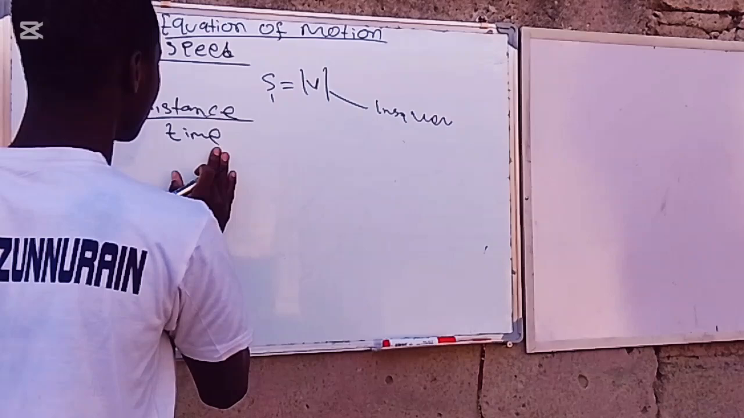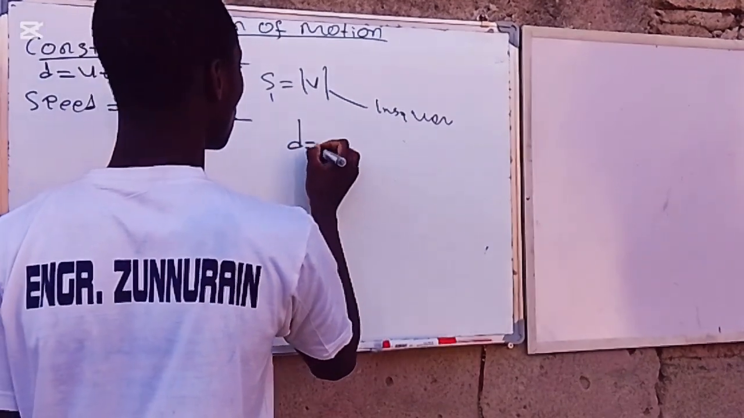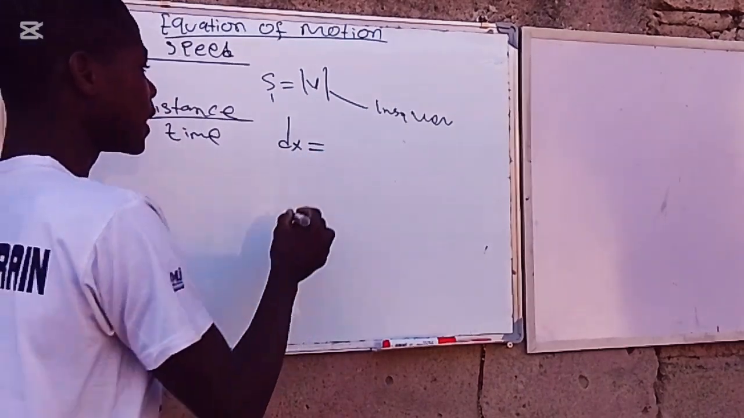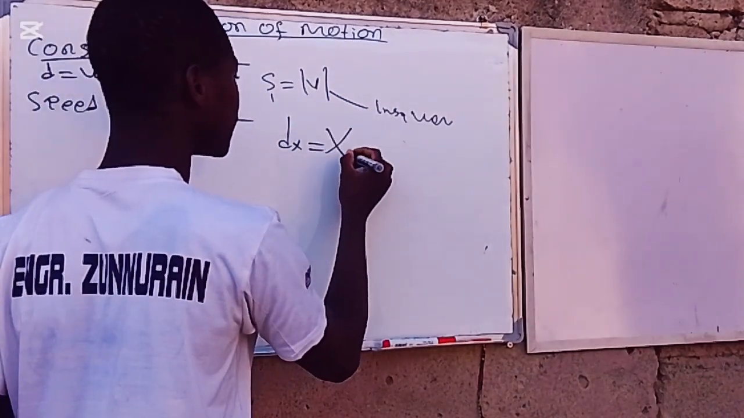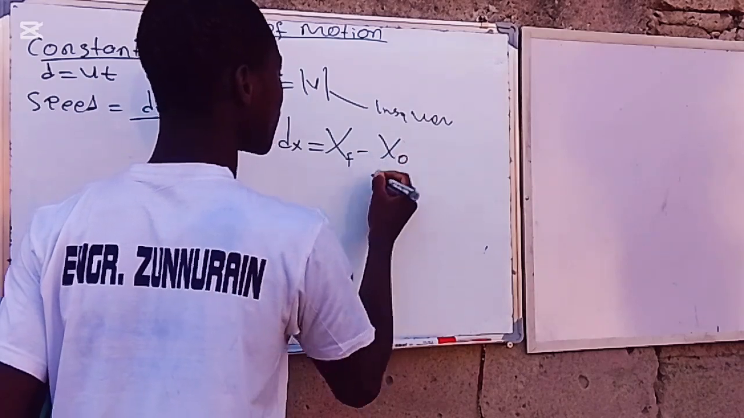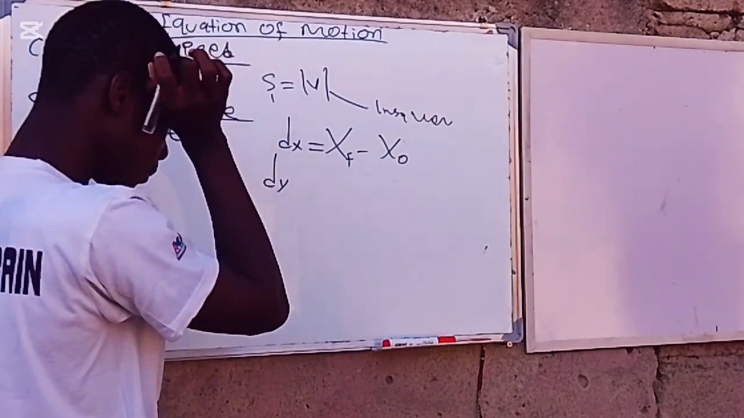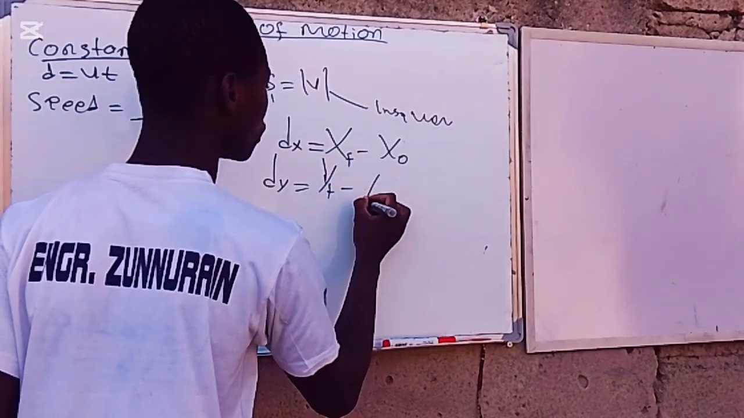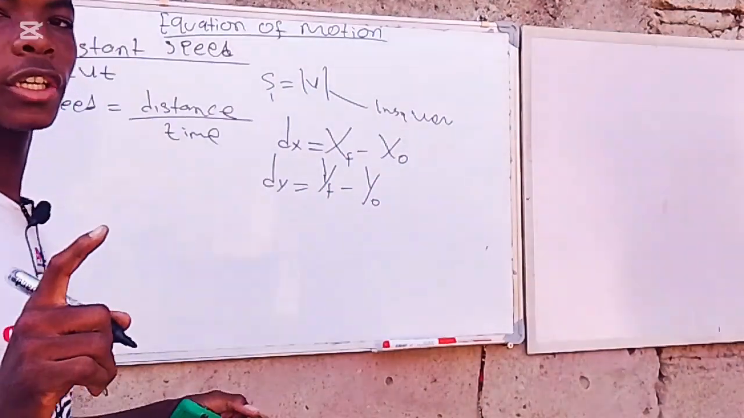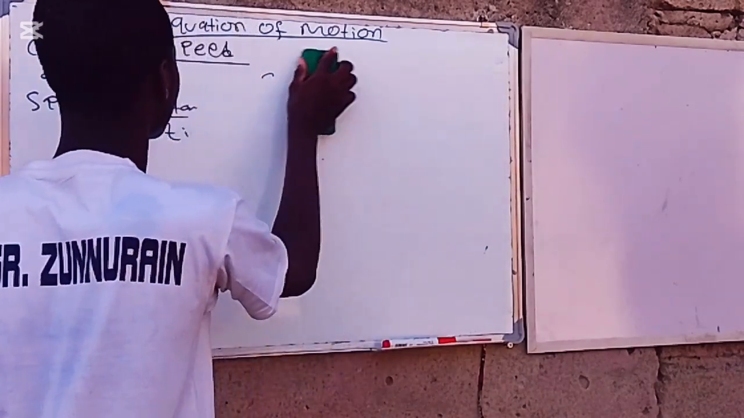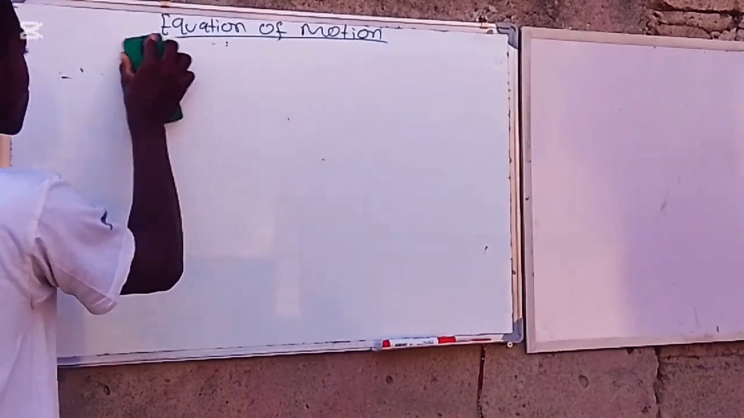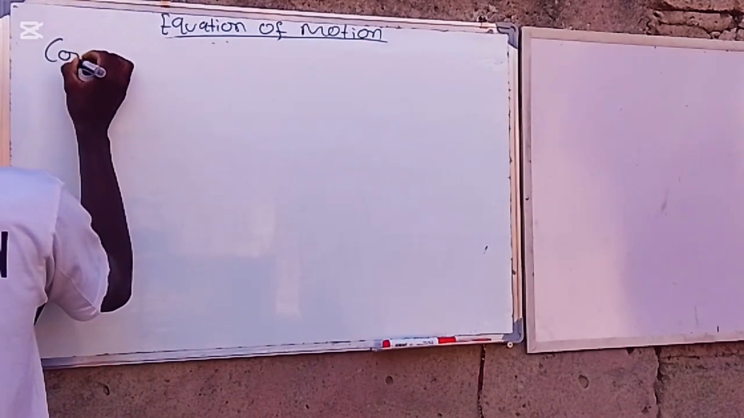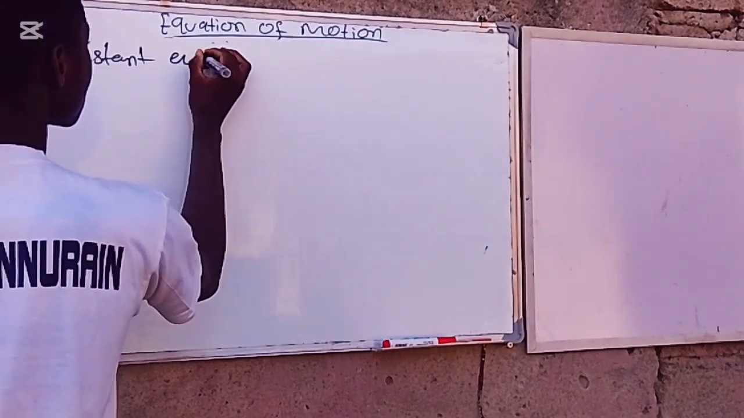And you have to take note that for displacement, we have the horizontal and vertical. Let's say the x. So the horizontal should now be x final minus x initial, and dy, which is the vertical, is also the same thing as y final minus y initial. So for this, let me move to constant acceleration. Let's talk about the constant acceleration.